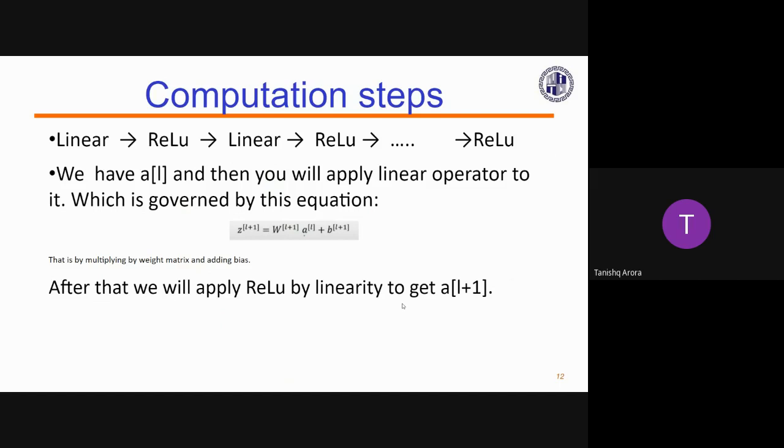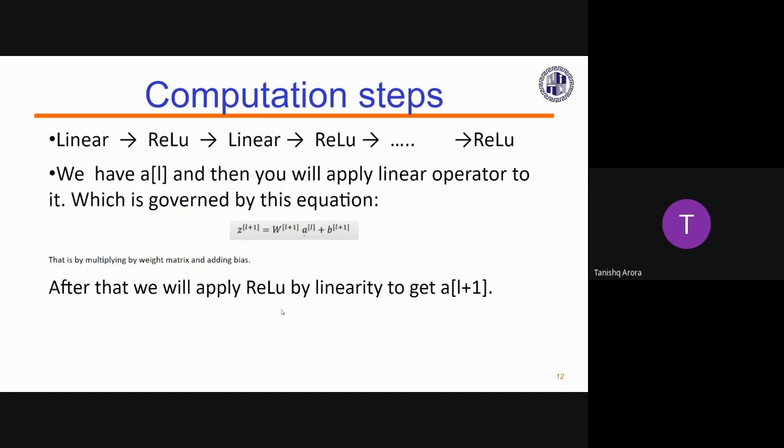So let us assume some computation steps. Let us say our first step is a linear layer, then a ReLU layer, then again a linear layer, then again a ReLU. So in the first equation, z_l+1 is equal to the weights times our a_l matrix plus bias. So z_l+1 is equal to W_l+1, the next weights, times a_l plus b_l+1.